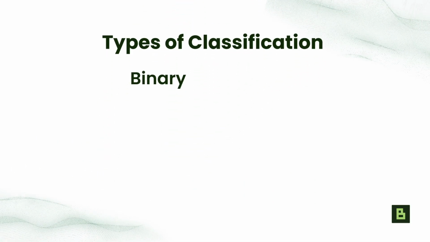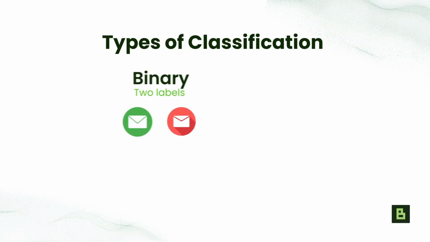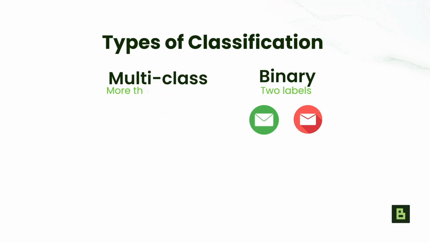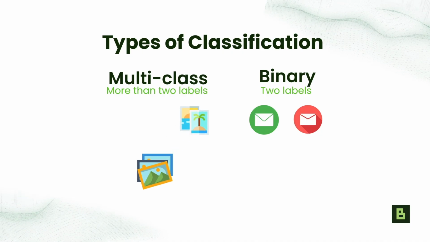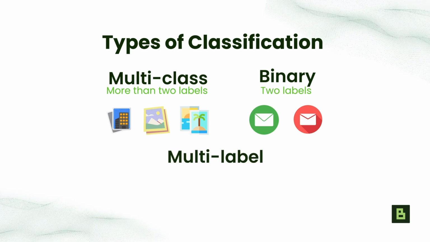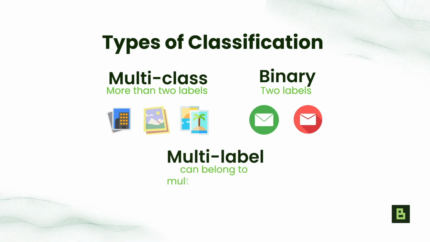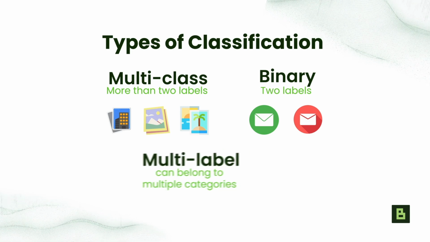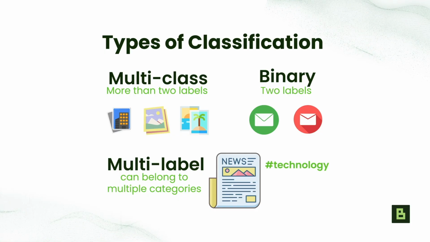Classification can be binary, where there are only two labels, like spam versus not spam, or multi-class, where there are more than two labels, for example, sorting photos into beach, mountain, or city. Or multi-label, where an item can belong to multiple categories at once, like a news article tagged both technology and health. In short, classification is a powerful way to organize and understand data by labeling it.